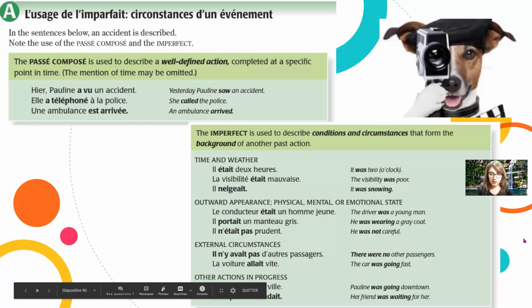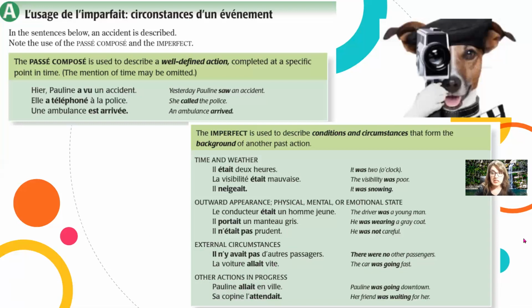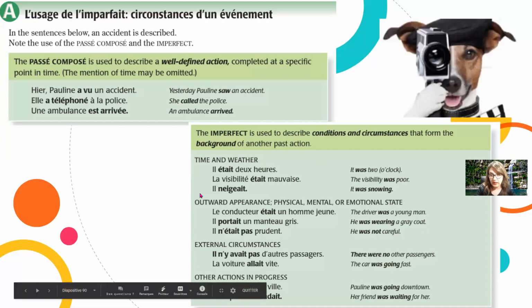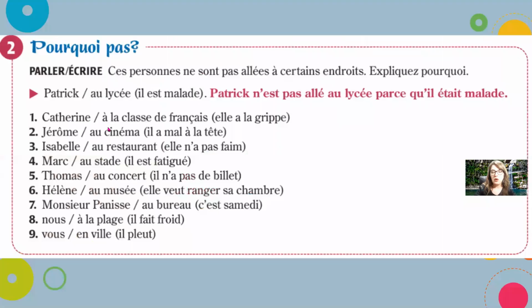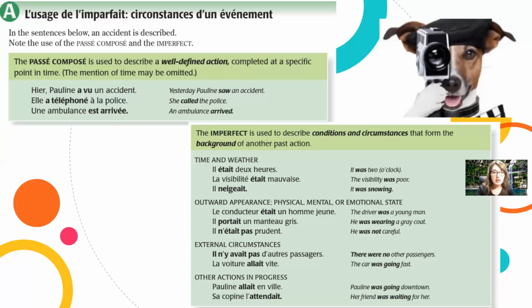Other actions in progress could also constitute the background or the conditions or circumstances. Pauline allait en ville. Pauline was going downtown. Sa copine l'attendait. Her friend was waiting for her. So here we have the frame or the background, the conditions and circumstances around the story. And here are the actions that happened and were done at a specific, well-defined time in the past.